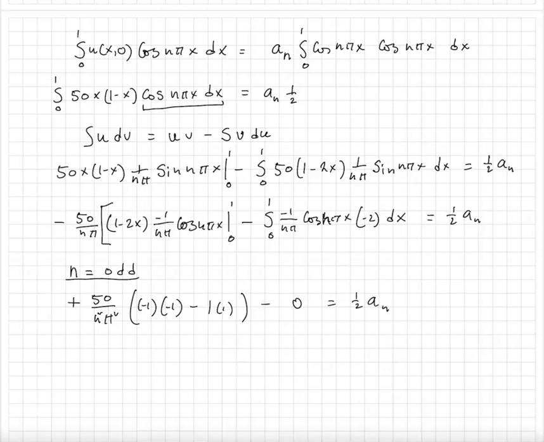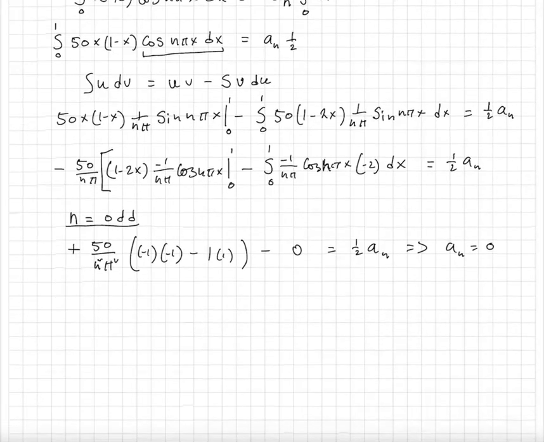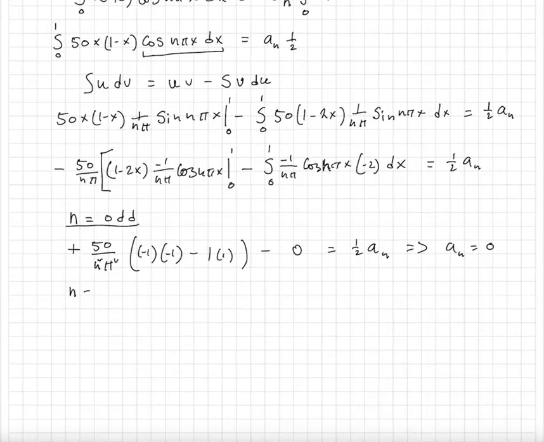Okay. So this gives me a n equals 0. So it's not for all a n. A1 is 0, odd number. A3 is 0. A5, A7, A9, and so on. They are 0. Okay. So now we evaluate n even number.